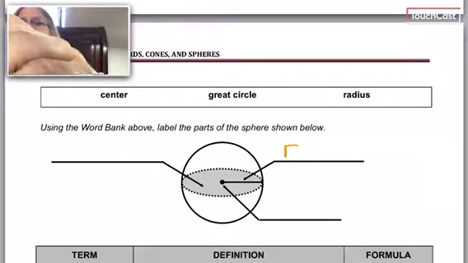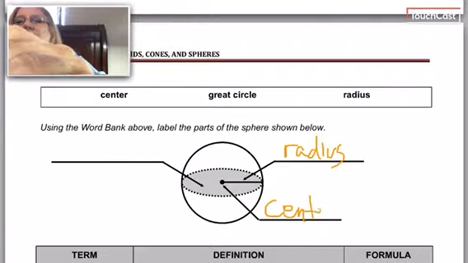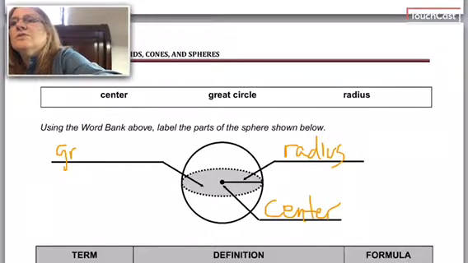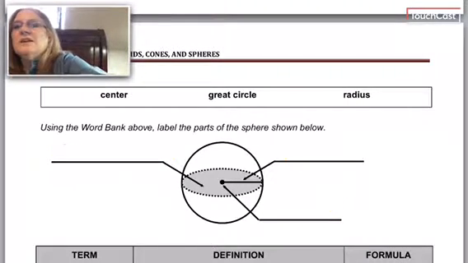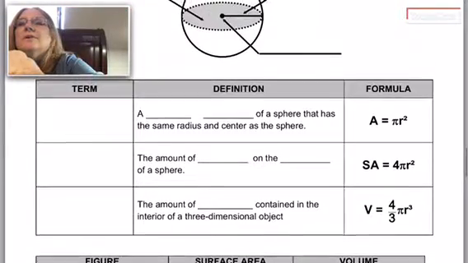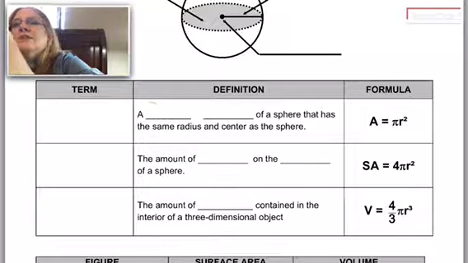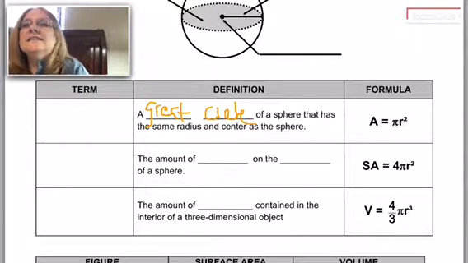This here is the radius. And this is the center of the circle. And again, this is called a great circle. And so this is a three-dimensional sphere. Okay? So now let's look at a couple problems. So this is just the great circle of a sphere. Has the same radius and center of the sphere. So the area is pi r squared, just like any circle.